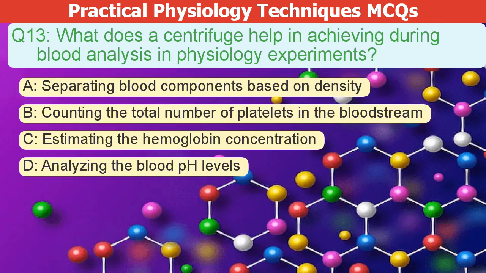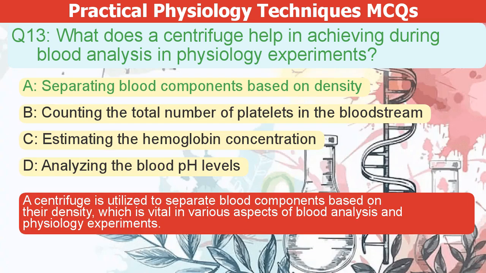What does a centrifuge help in achieving during blood analysis in physiology experiments? A. Separating blood components based on density. B. Counting the total number of platelets in the bloodstream. C. Estimating the hemoglobin concentration. D. Analyzing the blood pH levels. The correct answer is A. A centrifuge is utilized to separate blood components based on their density, which is vital in various aspects of blood analysis and physiology experiments.